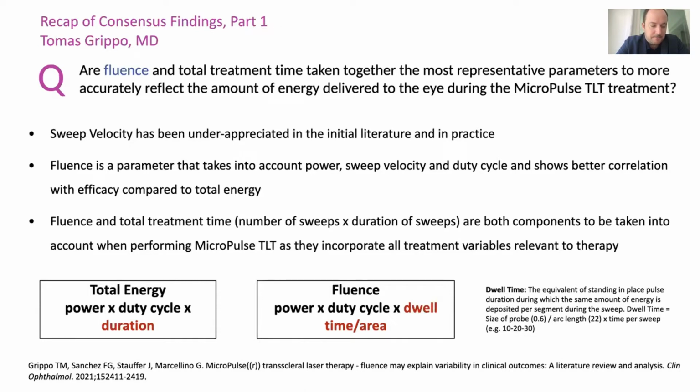Therefore, we came up with the suggestion that fluence may actually be a better representation of the dose of energy that we are applying per square centimeter to the eye. When you calculate fluence, the equation includes sweep velocity as a variable. And fluence combined with total treatment time gives us probably the best representation of the amount of energy that we are providing to the eye. We can think of fluence as the dose of energy that we are applying, the intensity per square centimeter, and total treatment time as the dosage, the frequency with which we are applying that dose.